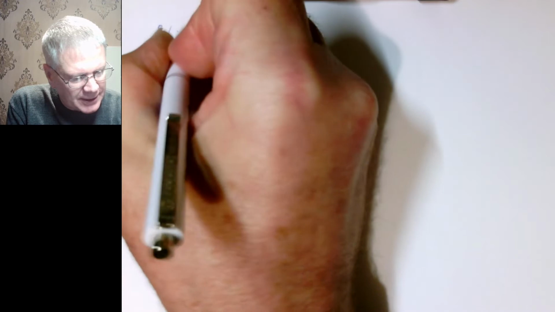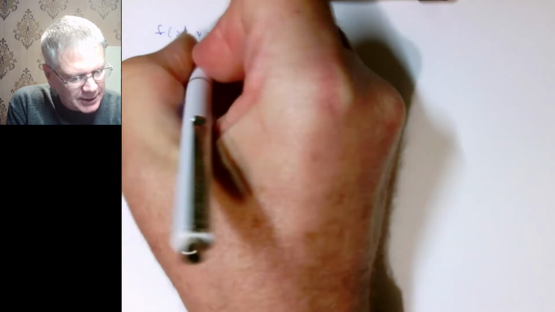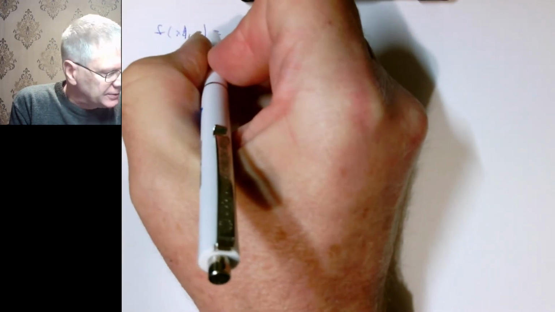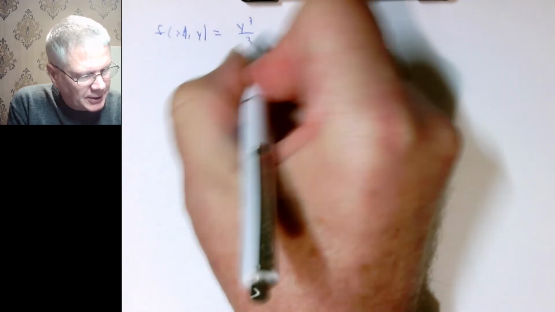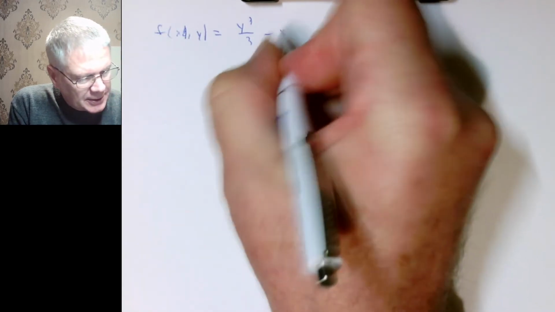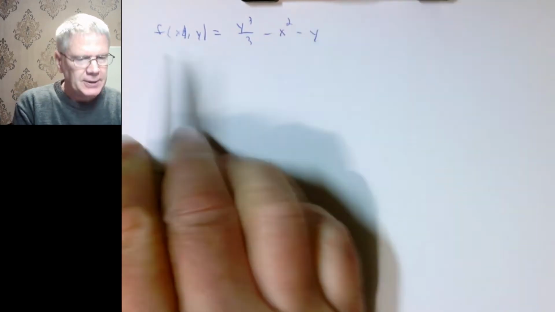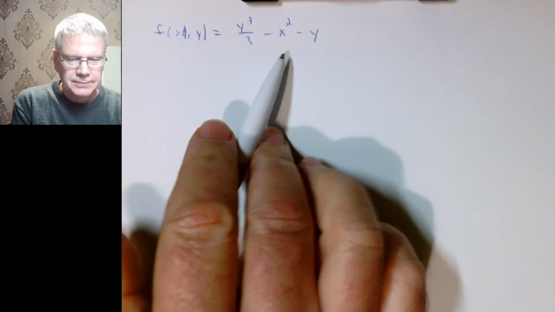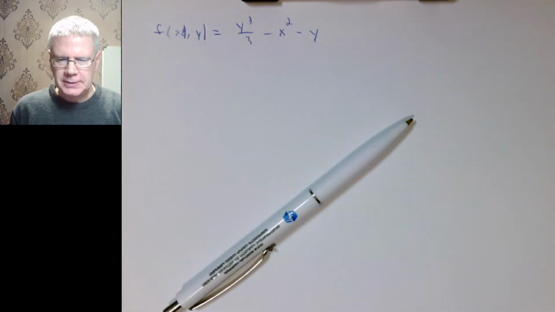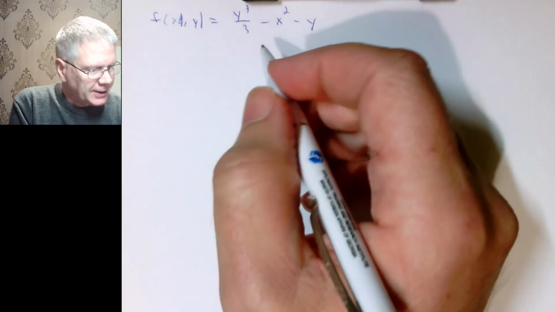So let's go to the document camera, and let's write down the function we were given, which was f of x, y is equal to y cubed over 3 minus x squared minus y. So for any x and y, I'm going to get some single value of this function. And I'm going to pause and get some more paper. Okay, should be a little better for writing now.